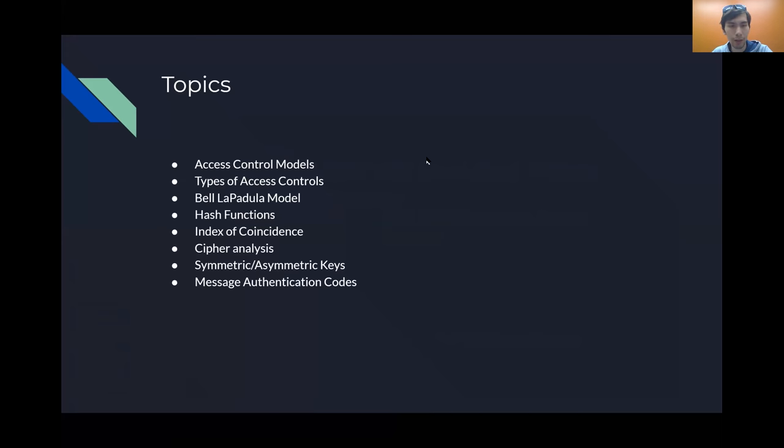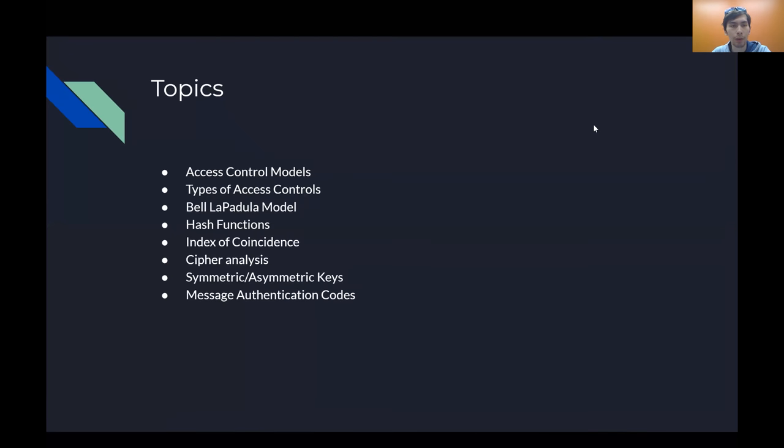So again, like I said, the topics that will be in this Muddiest review, based on your responses, are as shown above. Personally, I'll be doing the access control models all the way down to the hash functions. And then Ian will take over from there and cover the index of coincidence and so on until the end of the Muddiest Points. So let's start with the first topic.